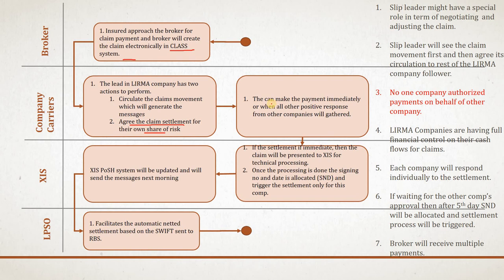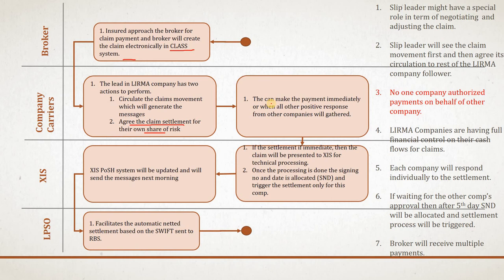So what will happen in this case? Say, for example, if 3 participants are involved or followers are involved along with leads, everybody has a greater level of control over their monetary movement.